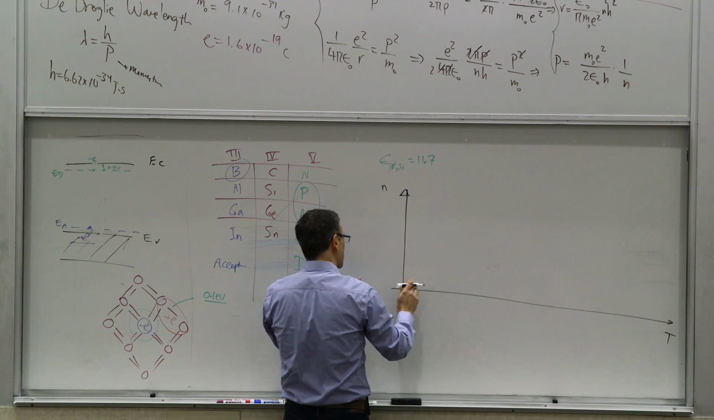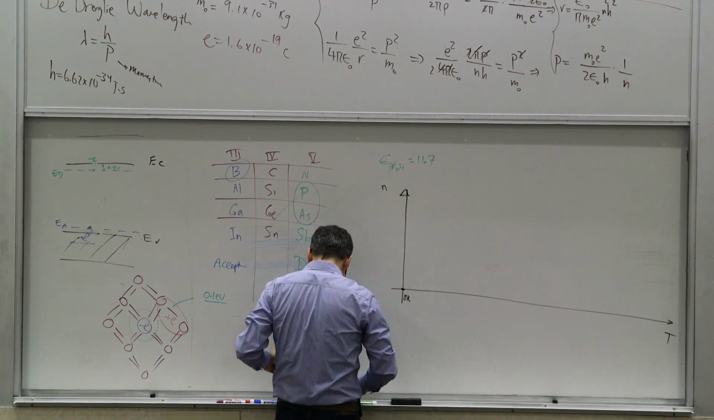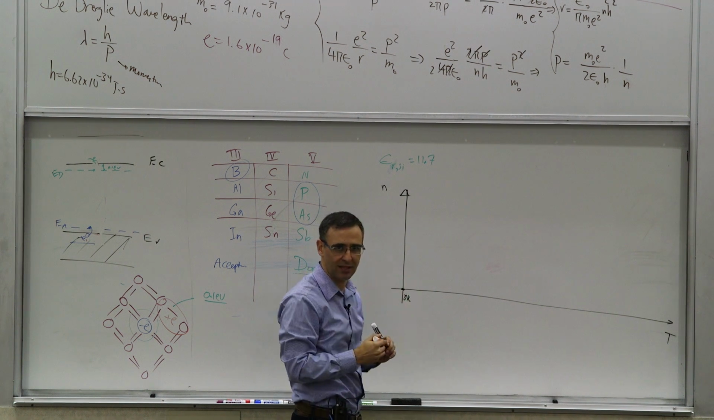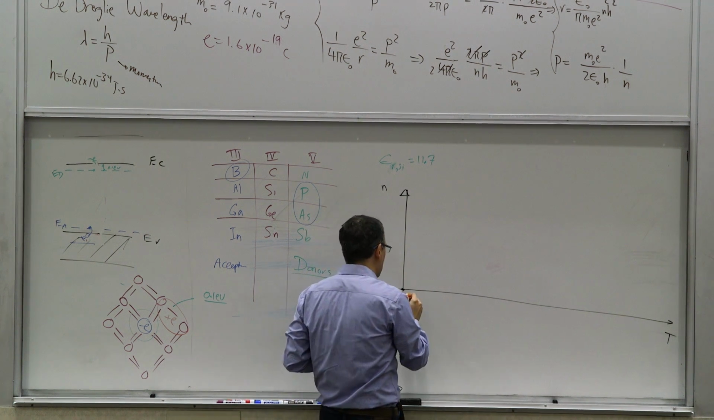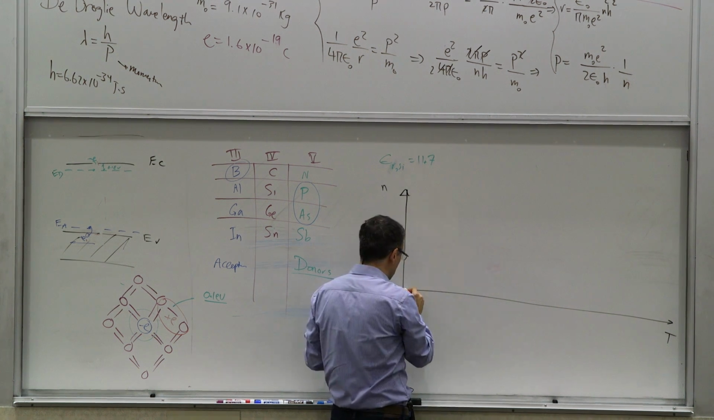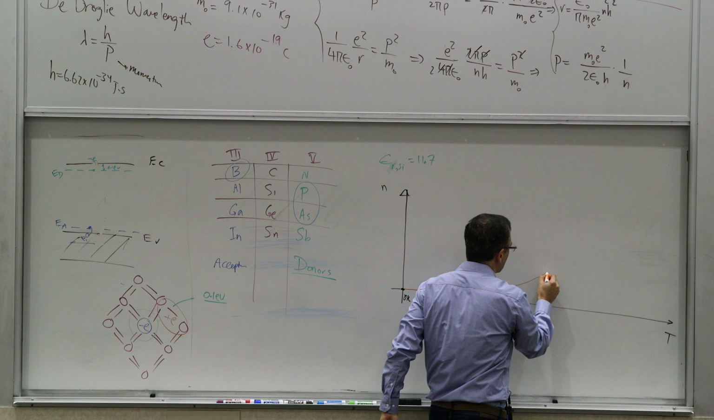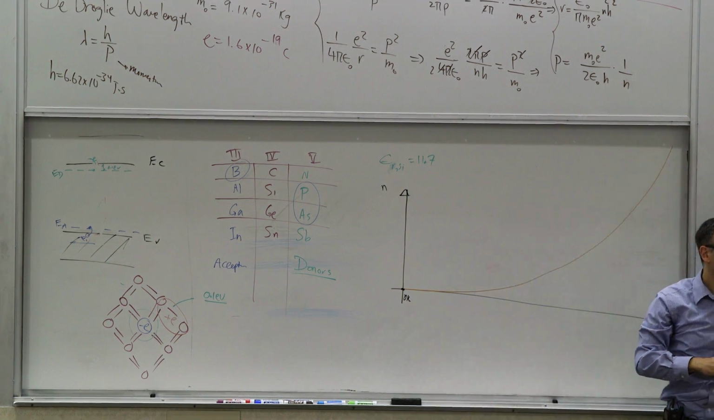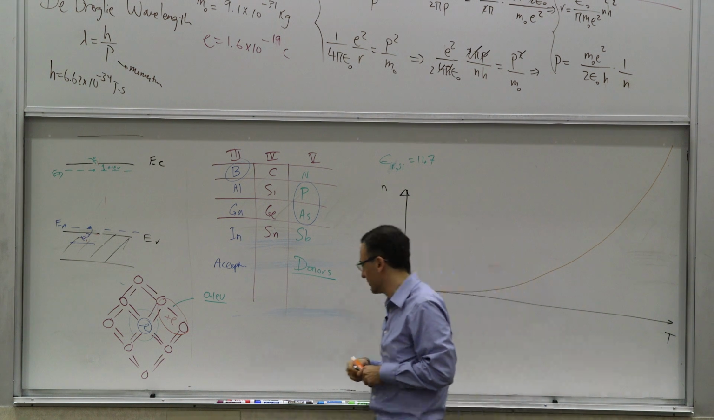Just before we do that, let's talk about a special scenario. Let's say you talk about a pure semiconductor for a second. If you have a pure semiconductor, as I raise the temperature, what will happen to N? It would go up, right? And it would go up exponentially. We'll see why in a few minutes.